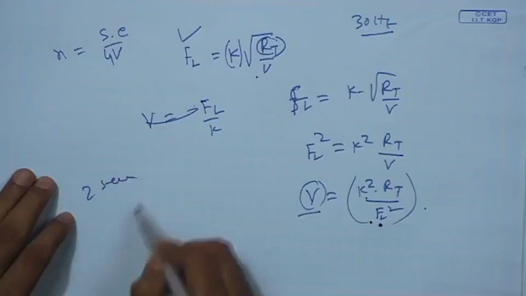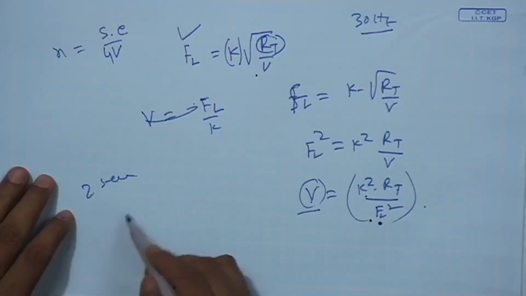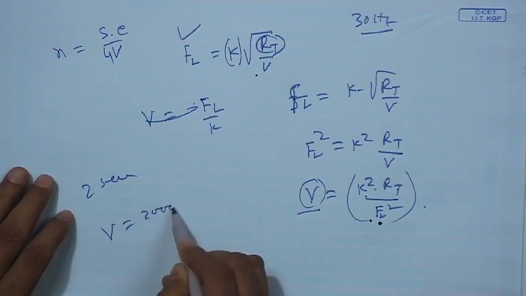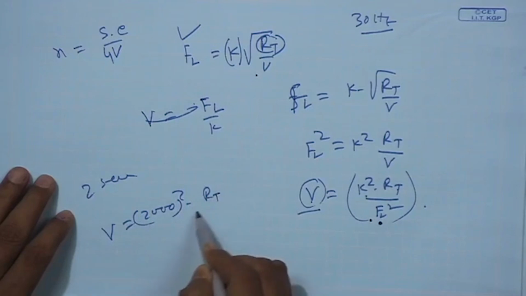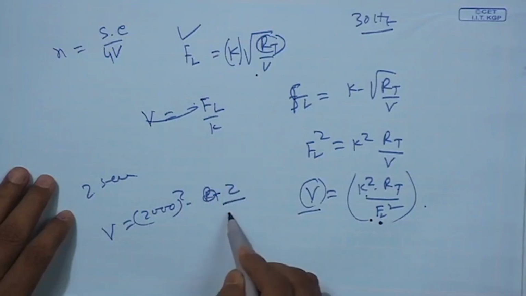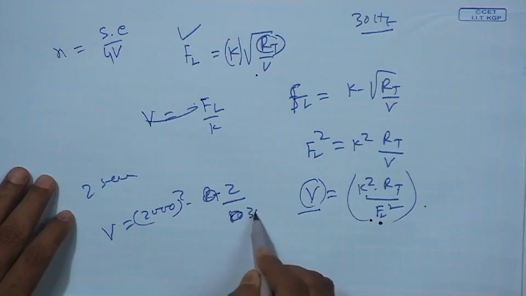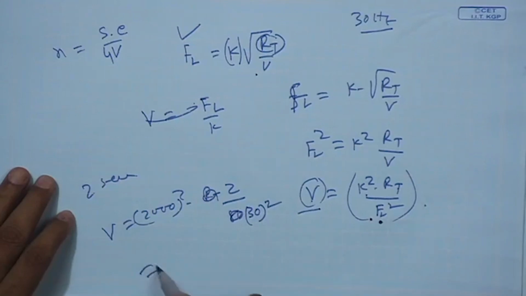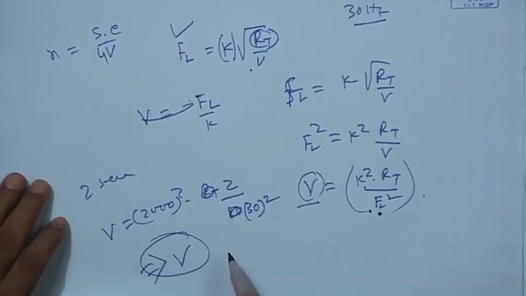Suppose I want to design an auditorium with RT60 equal to 2 seconds for music. Then I can calculate the volume as 2000 squared into RT, the reverberation time, 2 seconds, divided by FL squared, where FL is 30 hertz for music, 30 squared. Then I get the minimum volume which is required. If the volume given in the civil drawing supports that, then I go for large room acoustics, otherwise I go for small room acoustics. Okay.